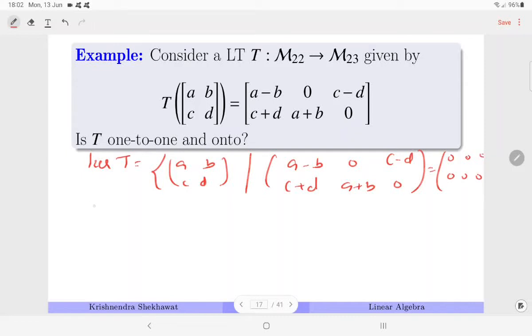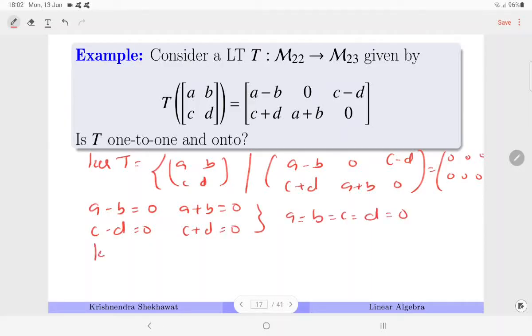Now if I solve it, I will get the following equations: A minus B is equal to 0, C minus D is equal to 0, A plus B is equal to 0, C plus D is equal to 0, and all these equations give me A, B, C, D is equal to 0, which means that the kernel T is the 0 matrix and therefore 1-1.